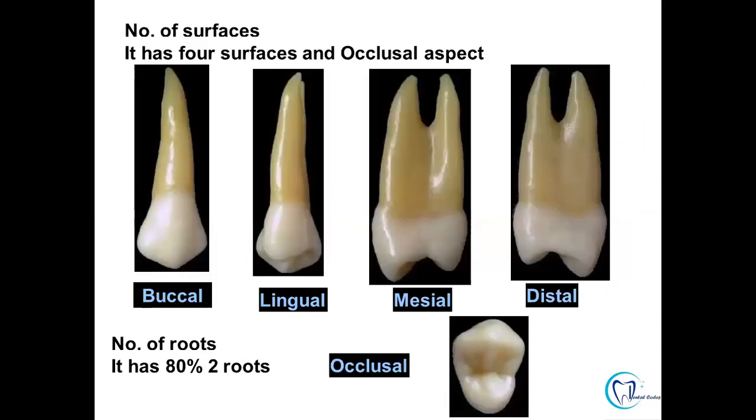Talking about the number of surfaces, it has 4 surfaces and 1 occlusal aspect. The 4 surfaces are buccal, lingual, mesial and distal, and mostly it has 2 roots, one buccal and another palatal.